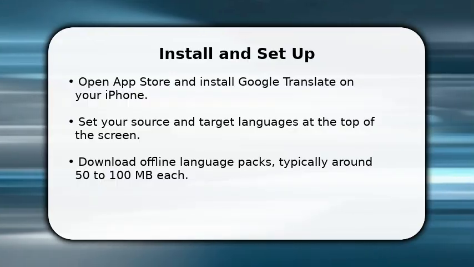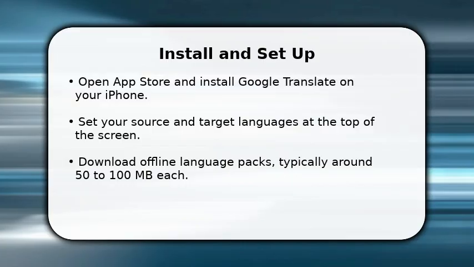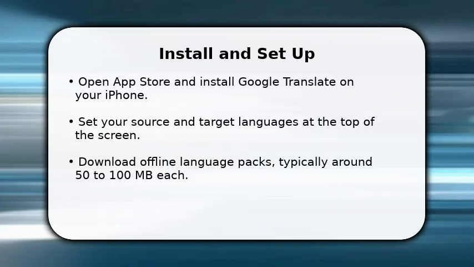Open the App Store and install Google Translate on your iPhone. Allow microphone and camera permissions when prompted so features will work. Tap the language selector at the top and choose your source language. Then choose your target language for translation output.